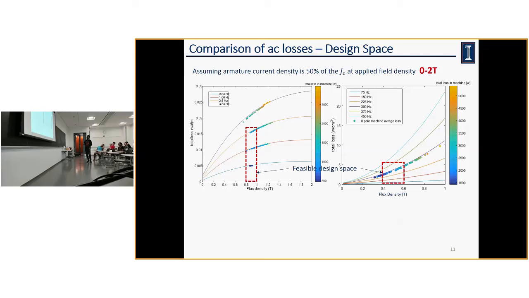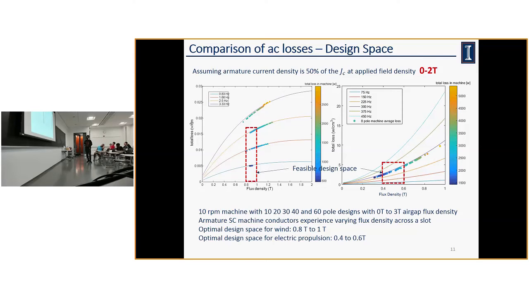But even though the magnetic loading is very low, the advantage is that we are increasing our electrical loading by pushing the current in the armature winding. So for the wind turbine, we can go from 0.8 to 1 Tesla air gap field density, but for electric propulsion we can go up to only 0.6 to 0.64 Tesla.